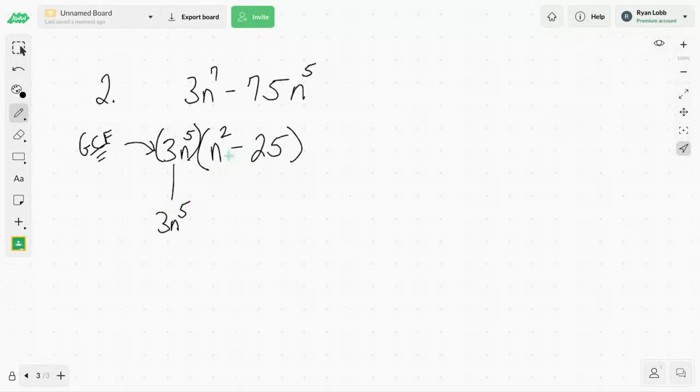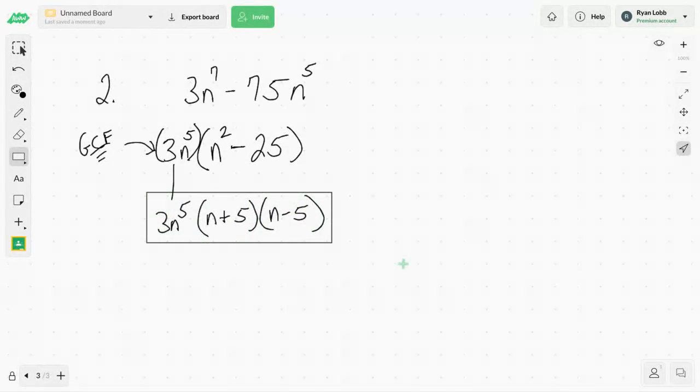Now here, what is this? This is a difference of two perfect squares. So that's going to factor into n plus 5 times n minus 5. And if you look at everything here, we can see it is all factored. Nothing can break down anymore. Done.